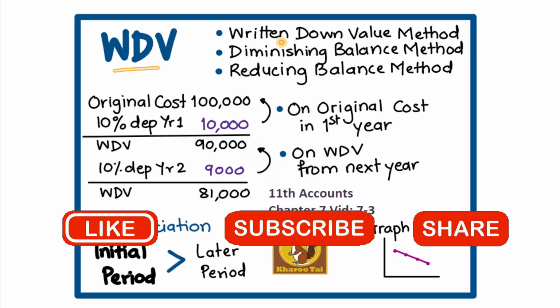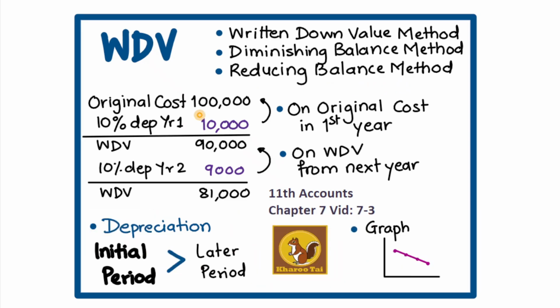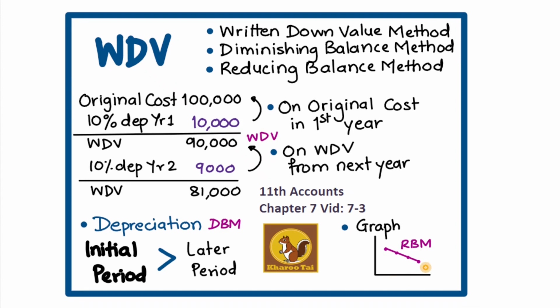WDV is called the written down value method, also the diminishing balance method, reducing balance method. In this method, in the first year we calculate depreciation on original cost, later on we calculate on WDV. We can see that the amount of depreciation goes on decreasing. We observe that in the initial period the depreciation is higher than in the later period. If we plot these depreciation amounts on a graph, we can see a slanted line that shows depreciation is diminishing, is reducing. That's why we call this method the reducing balance method or diminishing balance method. And as we calculate depreciation on WDV, it is also called the written down value method.